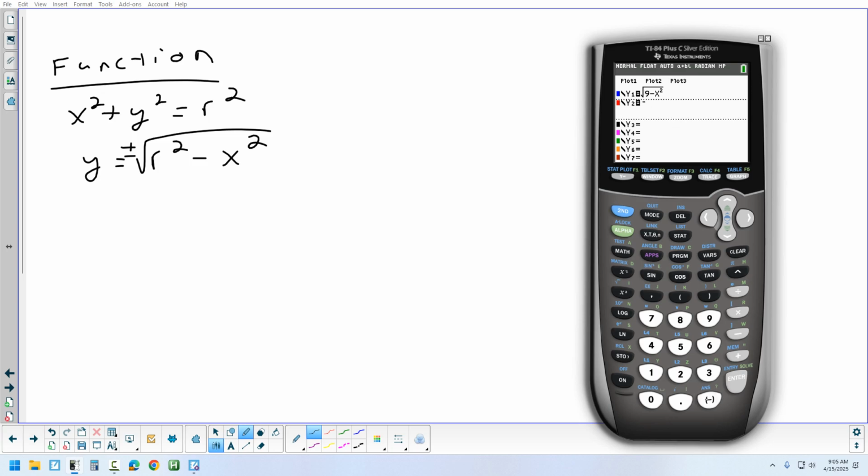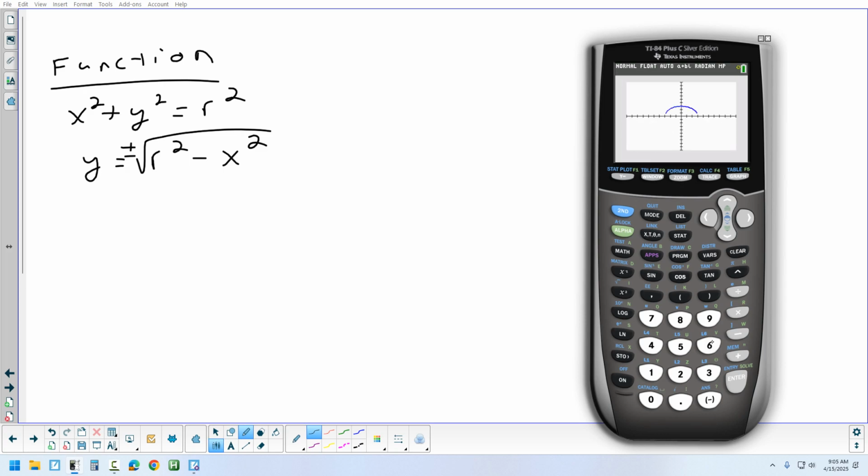You can press negative, press variables, go to y variables, and go to function. So rather than having to retype that whole thing, I can just type in the negative of y1. So now I got the positive square root of 9 minus x squared and the negative square root of 9 minus x squared. Okay, let's do zoom 6.